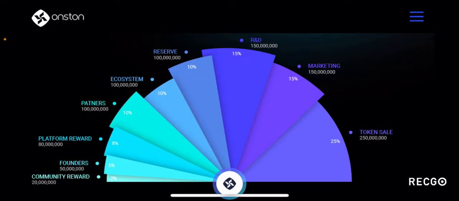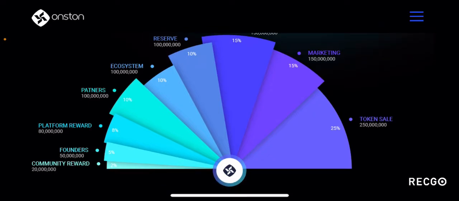So overall, there's a pretty equitable distribution, with the team members and the founders basically only getting 5% of the total tokens, right? As well as the partners getting 10% as well. So overall, 15% for the founders as well as partners combined together, which is not a pretty bad distribution, right?